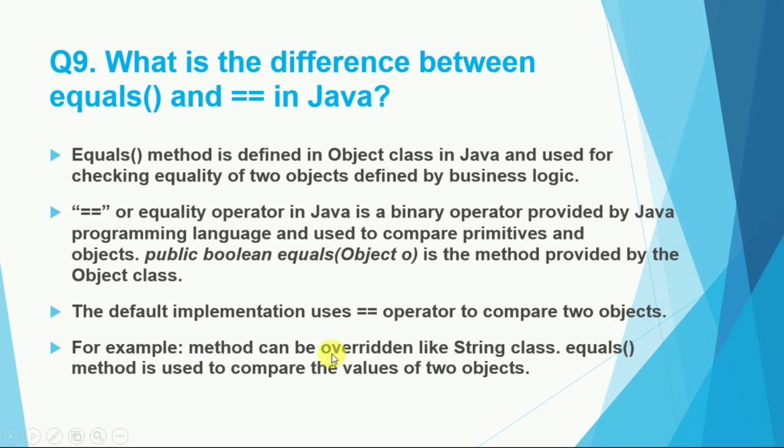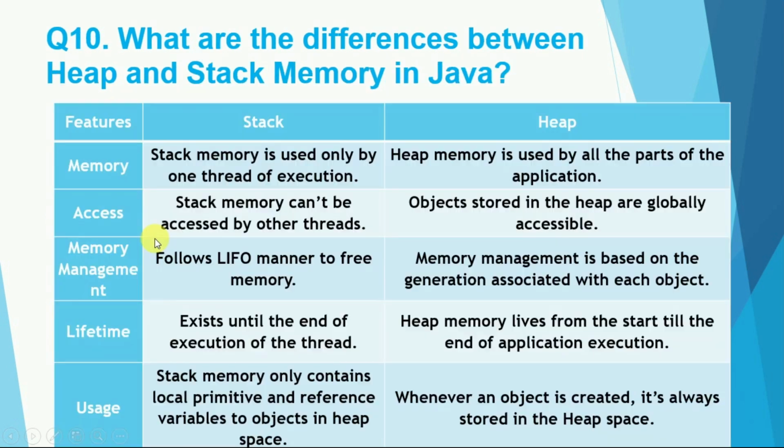This method can be overridden, like in the String class. The equals method is used to compare the value of two objects. So I hope you understood the difference between equals, which is a method defined in the Object class, and ==, an equality operator in Java, a binary operator used to compare primitives and objects. So next is, what are the differences between heap and stack memory in Java?